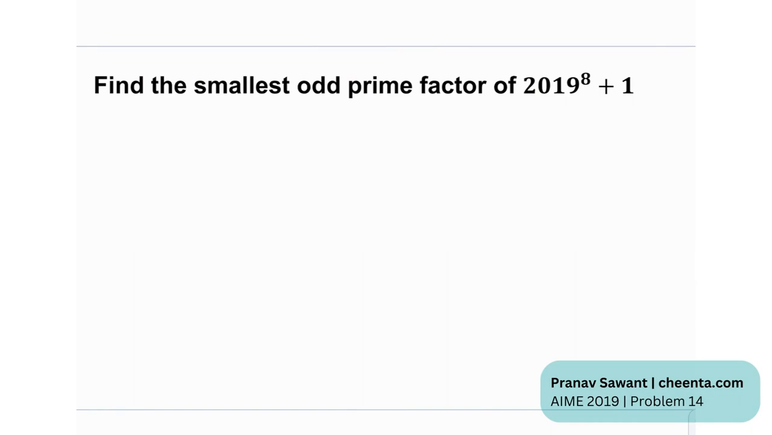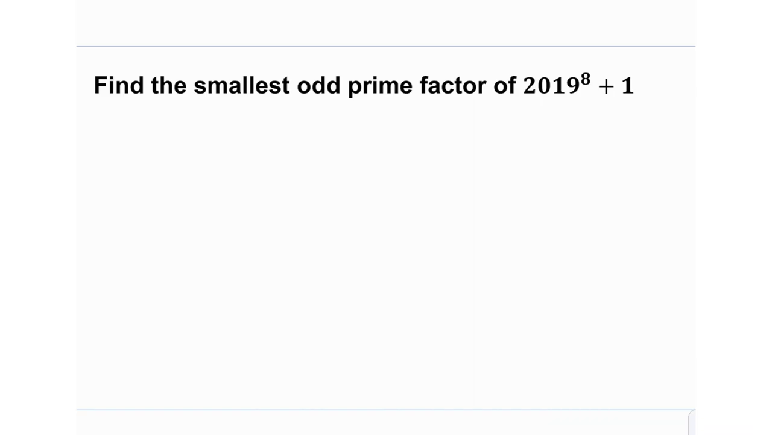Okay, so we need to find the smallest odd prime factor of 2019 raised to the power 8 plus 1. Now this question looks very simple. It can be understood by a fifth grader, as long as they know the meaning of factor. But to solve this, you need a little bit more rigorous theory. Like I said before, it's very challenging to do this without the concept of order modulo prime. So let's just get right into it.